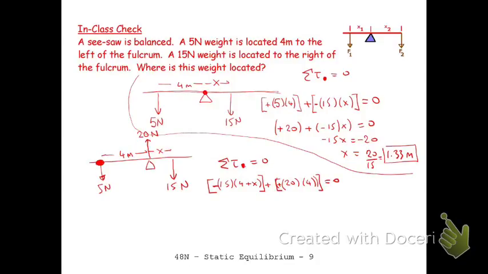So that would be 15 times 4 is minus 60. Let's do minus 60 plus 15x. We'll distribute that sign in a minute. Plus 80 equals 0. Let's distribute that minus sign. Minus 60 minus 15x plus 80 is equal to 0. So 15x, if you like, is equal to minus 20. So x is equal to minus 20 over minus 15, which equals 1.33.